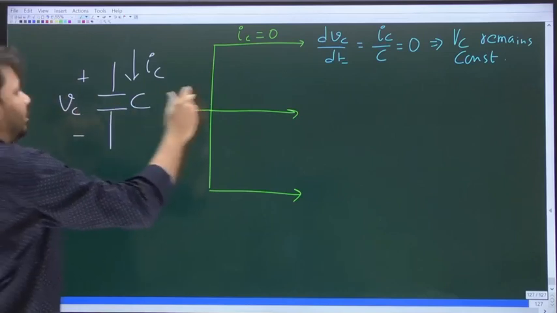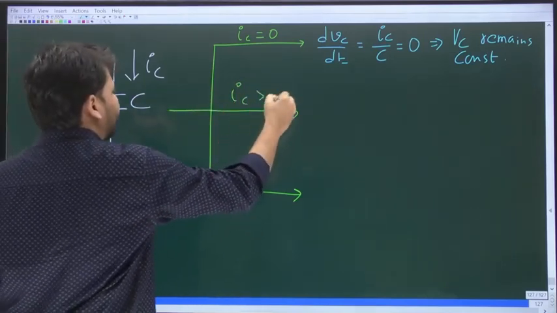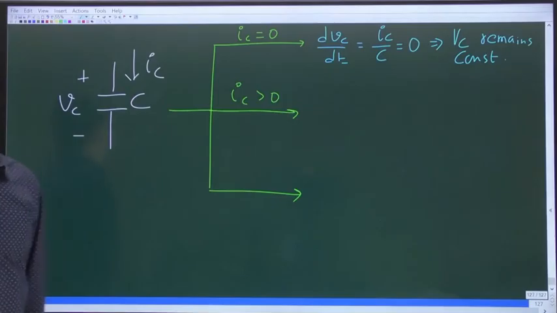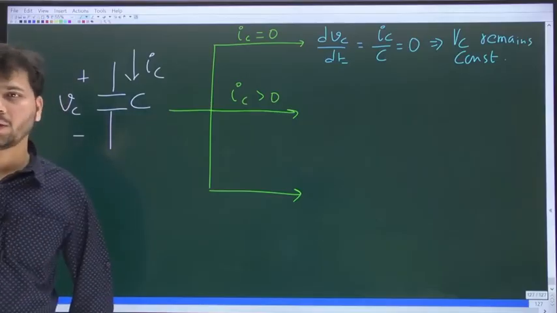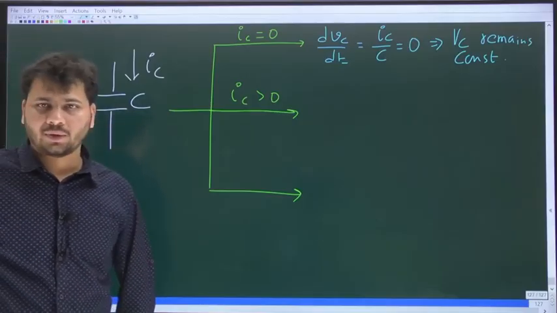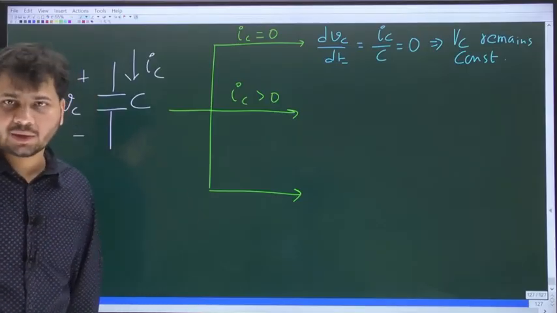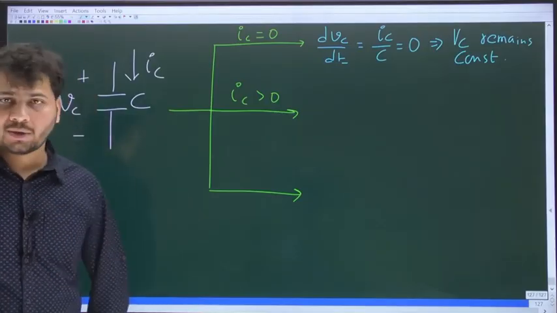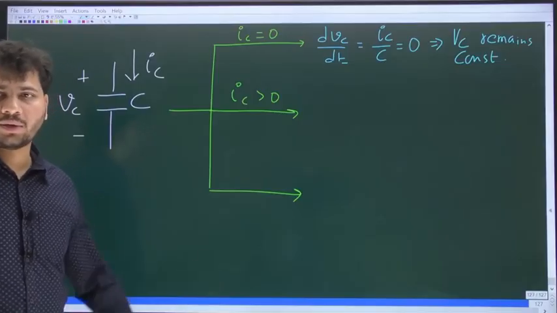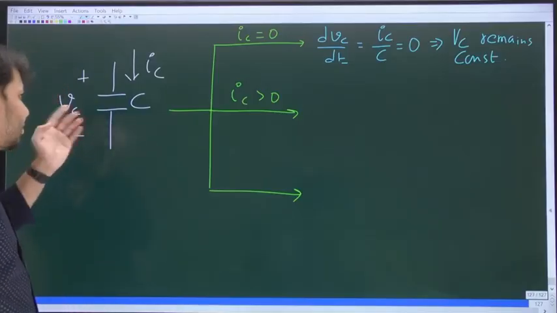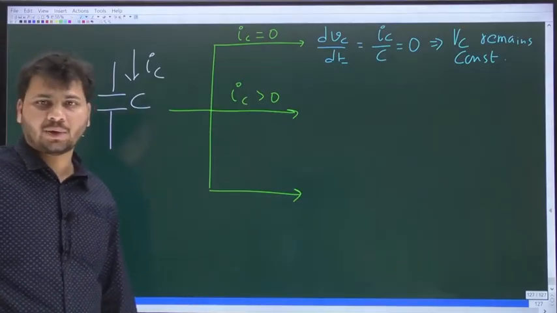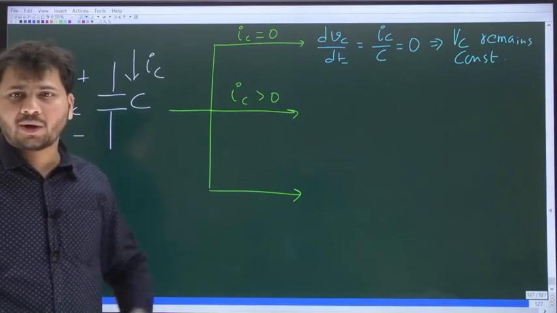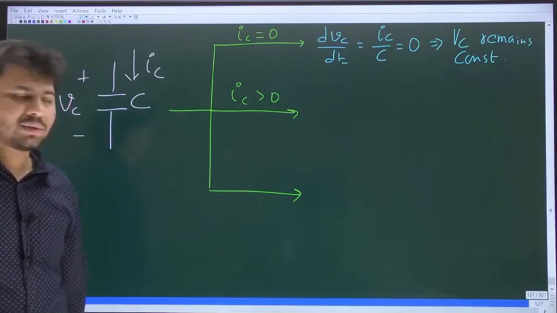Now the other possibility is IC can be greater than 0. Yes or no? A positive current can flow through the capacitor from plus to minus. If I should describe it in words, I must say we have a positive current flowing through the capacitor from plus to minus, because IC is flowing from plus to minus, and here in the second case IC is positive.